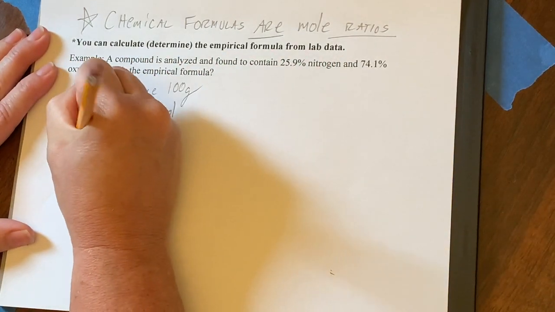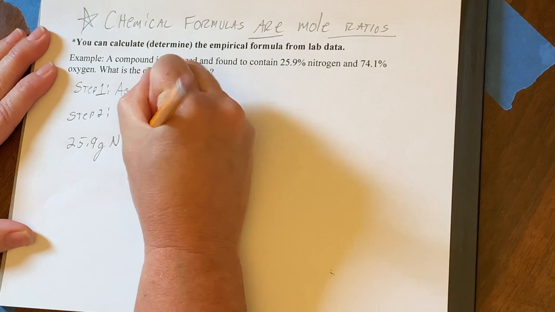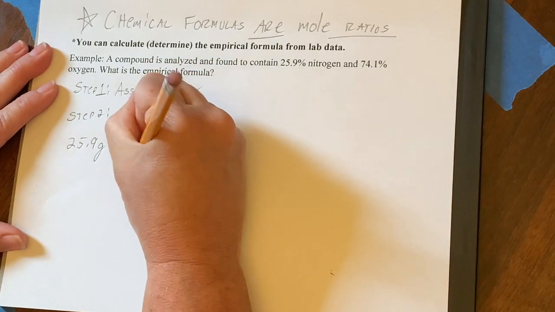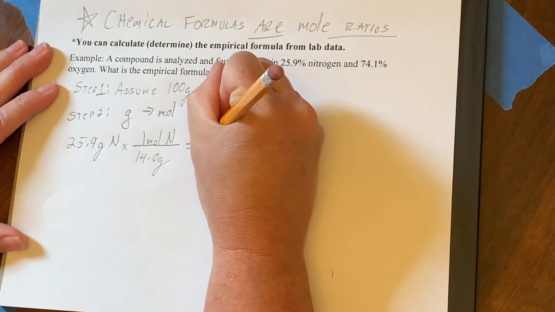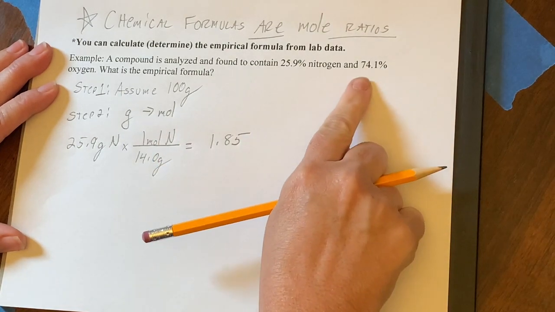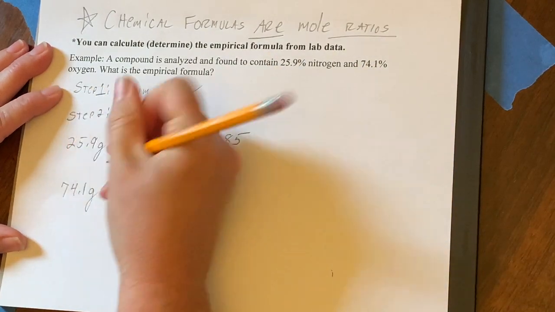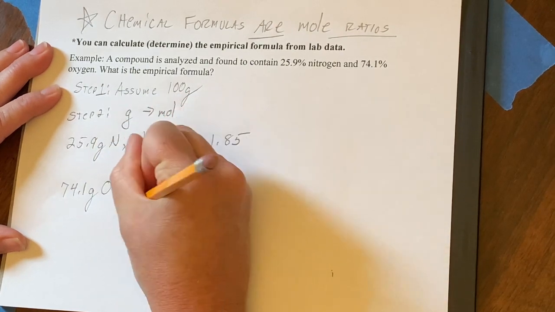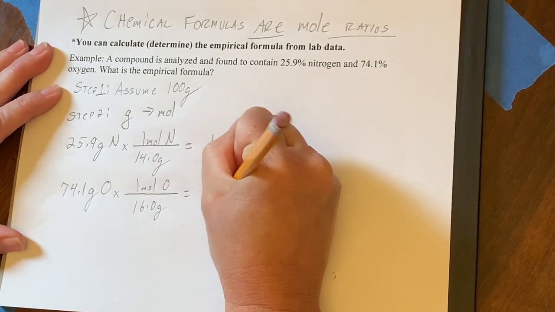I'm going to take that 25.9 grams of nitrogen and change that to moles. In 1 mole of nitrogen, I look on my periodic table, the molar mass of nitrogen is 14.0. I put that into my calculator and I get 1.85. You're just going to leave that for a moment. I'm now going to do the same thing for my oxygen. So 74.1, remember I'm changing that percent to grams because I'm assuming I have 100 grams. Grams of oxygen, 1 mole of oxygen is 16.0 grams. I get about 4.63 moles.